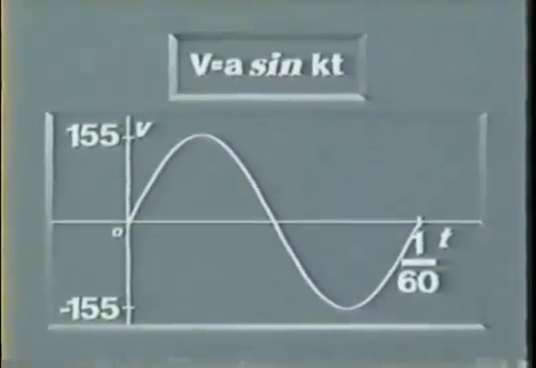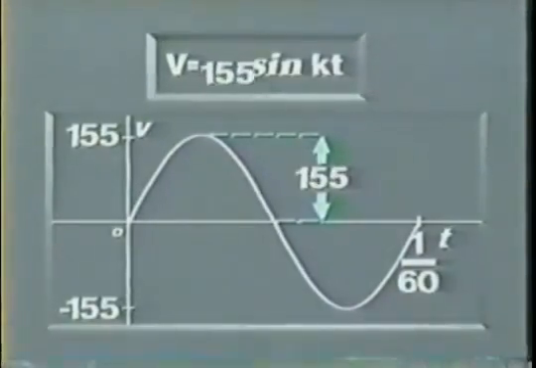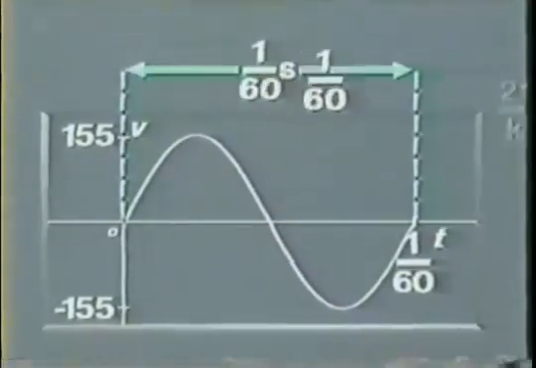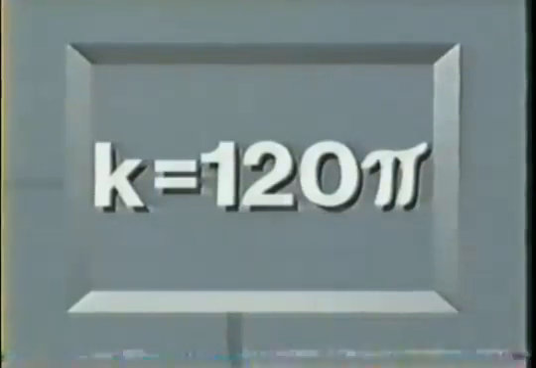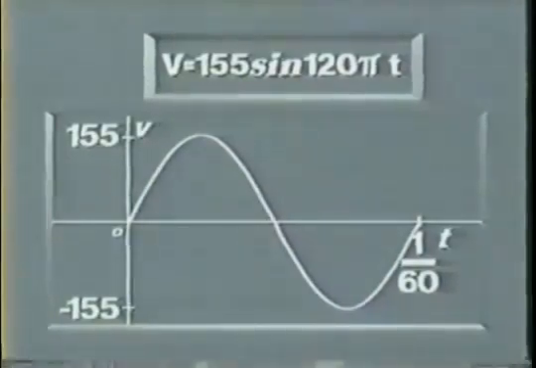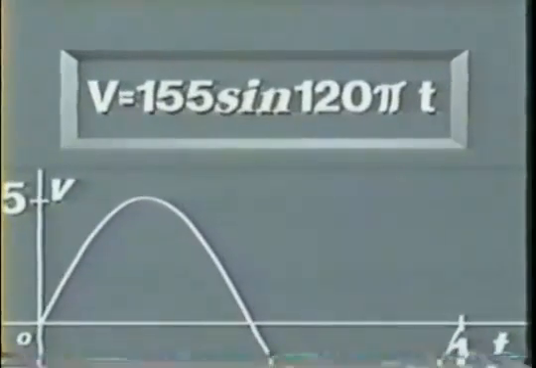Let's use the equation V equals A sine kT, where V is volts and T is time in seconds. The amplitude is 155. The period is 1/60th of a second, so 2 pi over k equals 1/60th. K is 120 pi. The equation that describes the electricity wave is V equals 155 times the sine of 120 pi t.